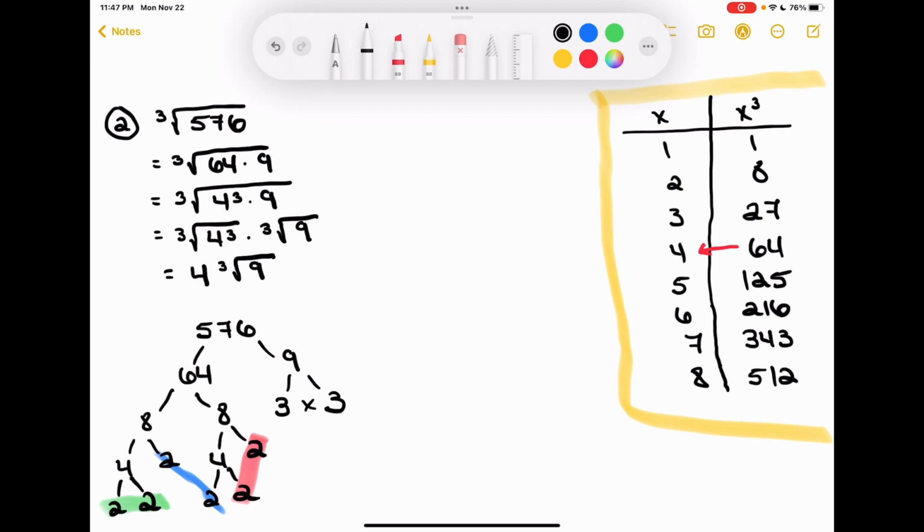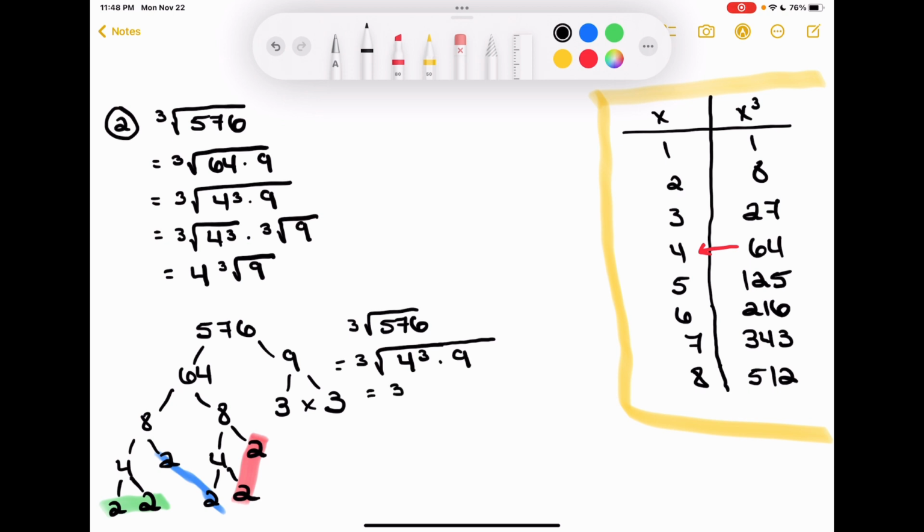So now what does my radical become? If I have the cube root of 576, what's 2 times 2? That's going to be 4. And how many times do I have 4? Well, 3 times, because we have 2 times 2 in the green, 2 times 2 in the blue, and 2 times 2 in the red. So we get 4 cubed. And then our remainder is these terms here, the 3 times 3. And what's 3 times 3? That's just 9.